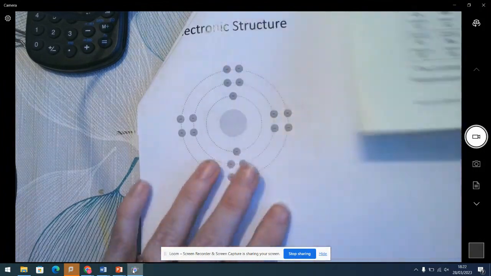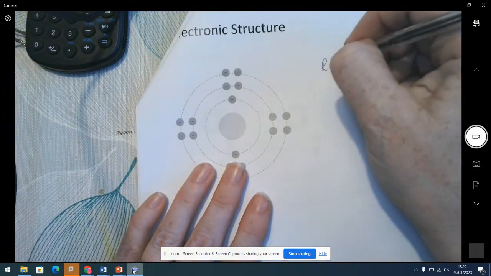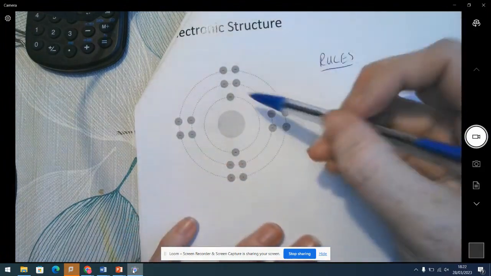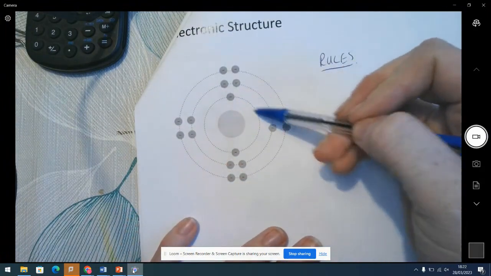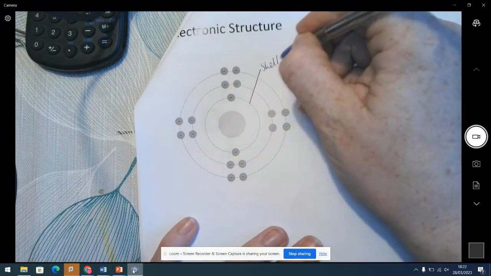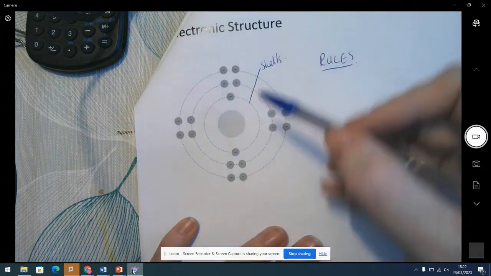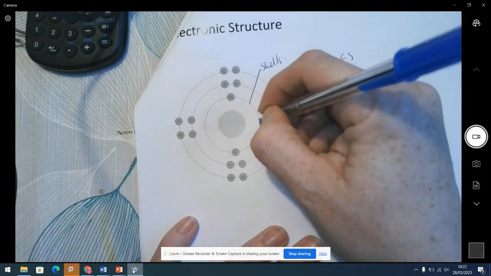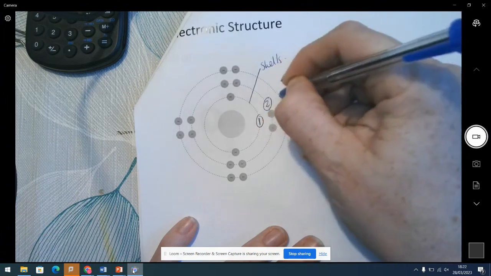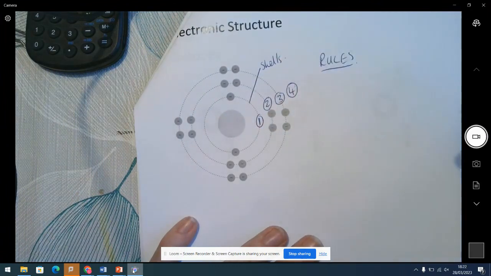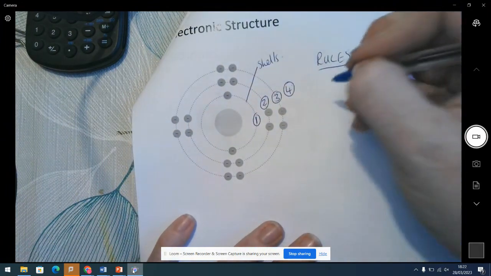But essentially there are rules, and it's important we know the rules. Okay, and the rules are quite straightforward, okay? As you can see from my diagram, these dotted lines here are what we call shells. Okay, so these are our shells, and on those shells sit our electrons. So if I number these shells 1, 2, 3, and there is a 4th shell that you have to be aware of, we then have rules about the number of electrons each shell can hold.